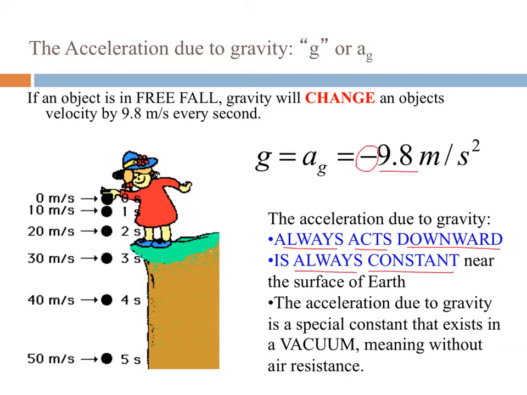Now, these situations are assuming that we're happening in a vacuum. What that means is we're happening in an area without any air resistance. We are eventually going to talk about situations where we have air resistance, but then we can't use our kinematic equations because, again, our kinematic equations can only be used when acceleration is constant. When we have air resistance, our acceleration is no longer constant.